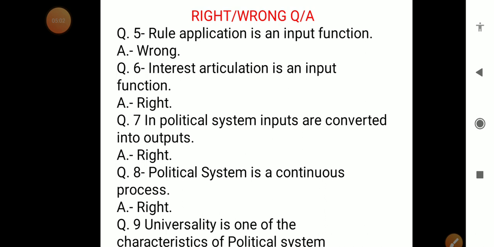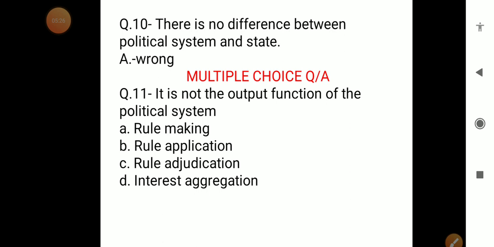The answer is yes. There are many characteristics of political system. For example, it is persistent pattern of relationship, use of legitimate force, comprehensiveness, universality, two kinds of functions, universality of functions. Then there is no difference between political system and state.